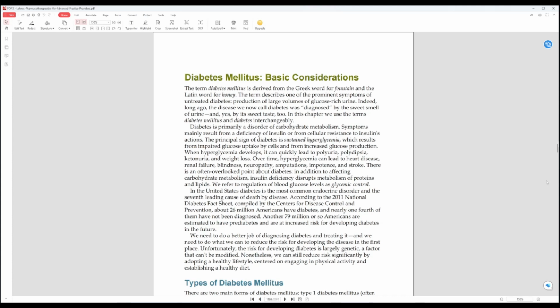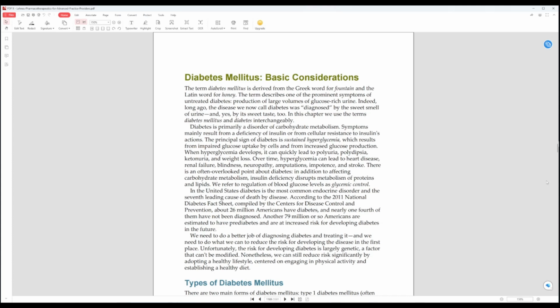There is an often overlooked point about diabetes. In addition to affecting carbohydrate metabolism, insulin deficiency disrupts metabolism of proteins and lipids. We refer to the regulation of blood glucose levels as glycemic control. In the US, diabetes is the most common endocrine disorder and the seventh leading cause of death by disease, according to the 2011 National Diabetes Fact Sheet compiled by the Centers for Disease Control and Prevention.